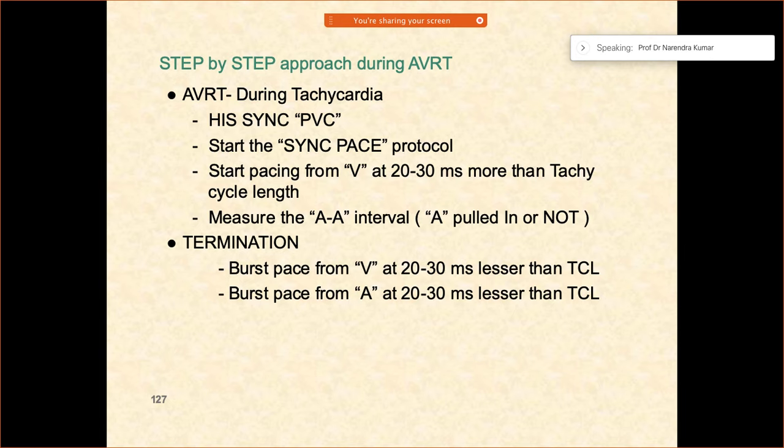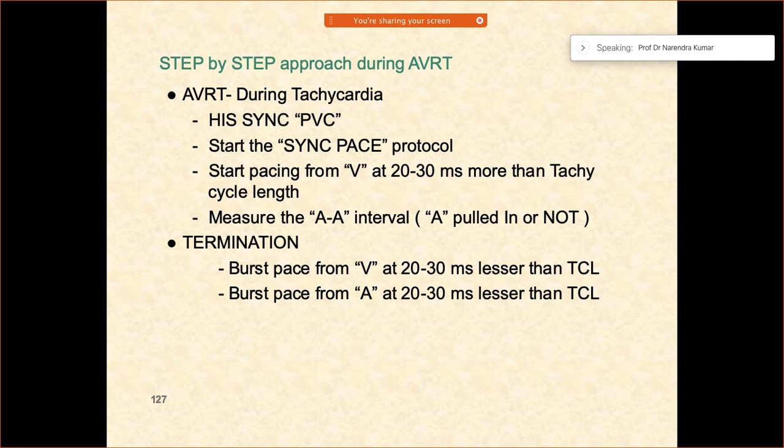So for example, for the AVRT during the tachycardia, you should give a His-synchronized PVC as well. When you start this synchronized pace protocol, again 20 to 30 milliseconds lesser than the tachycardia cycle length, then keep on measuring the AA interval. You have to see if the A is getting pulled in or not.